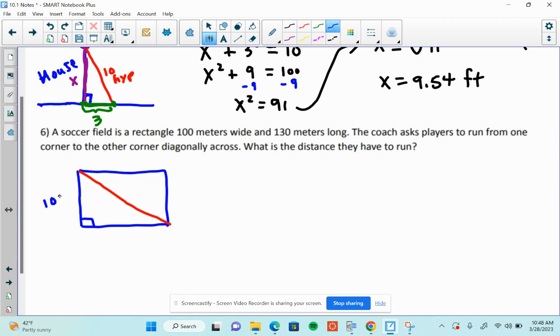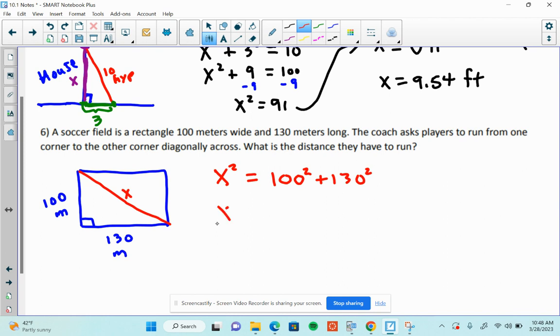I'm going to label a couple lengths here. This is 100 meters. This is 130 meters. And we are looking for this distance diagonally where the players are running. So notice that the x represents the length of the hypotenuse. It's across from the 90-degree angle. So we will set up the equation x squared, hypotenuse squared, equals leg squared plus leg squared. And then we'll just do the math.